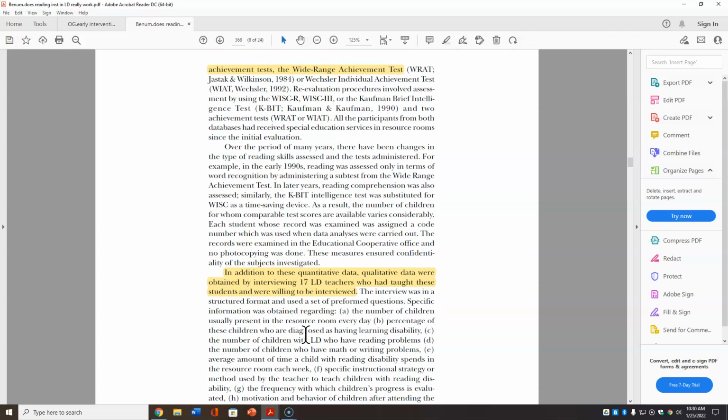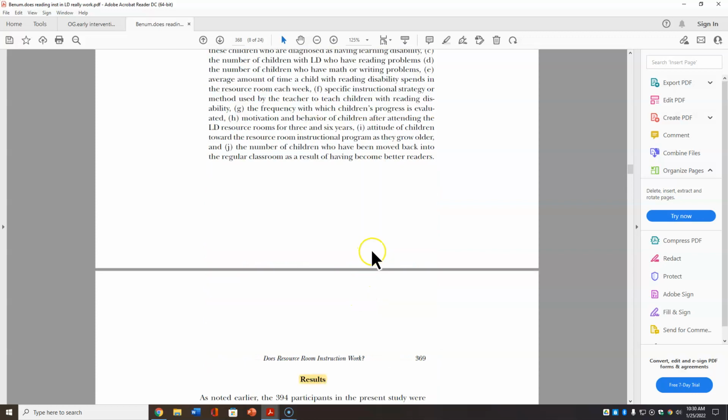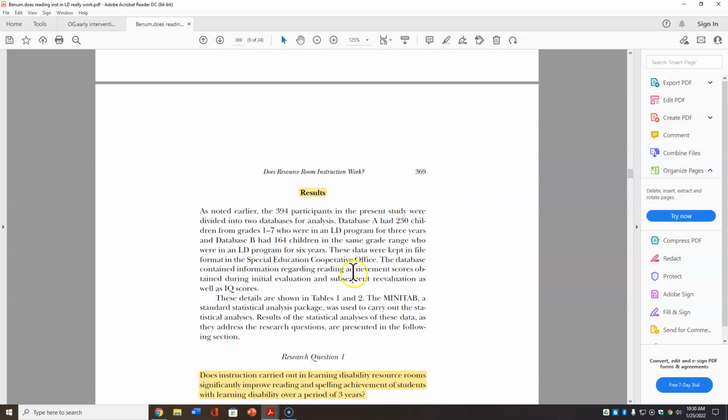Oh yeah, 17 special ed teachers gives us a sense of putting that quantitative data in some sort of context. It helps us understand, and you're going to see how that's understood. All right, so I'm skimming this, knowing that I can go back. And the results, this is the important thing. So abstract, research question, results.